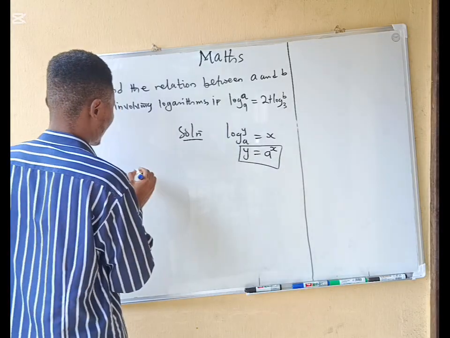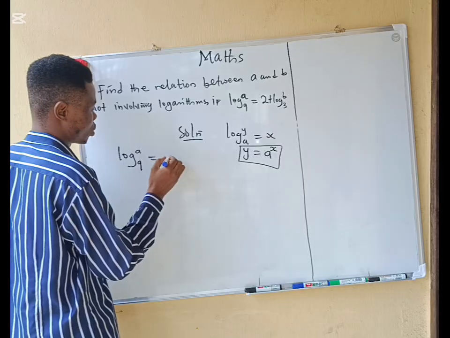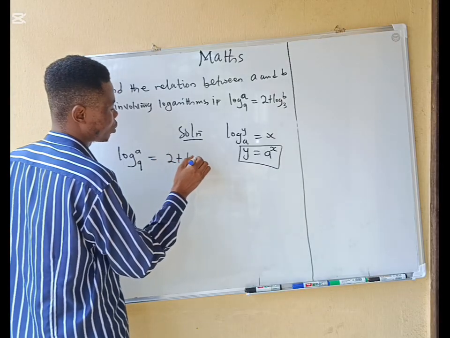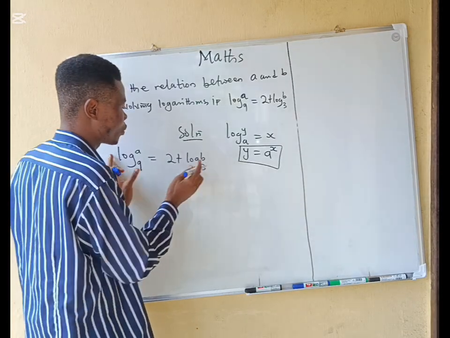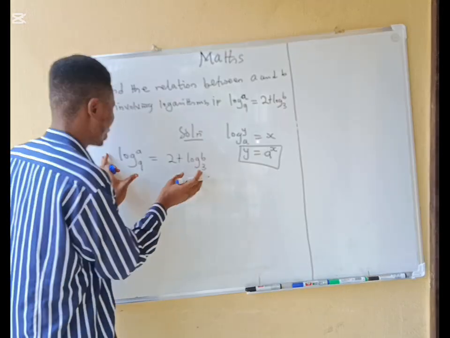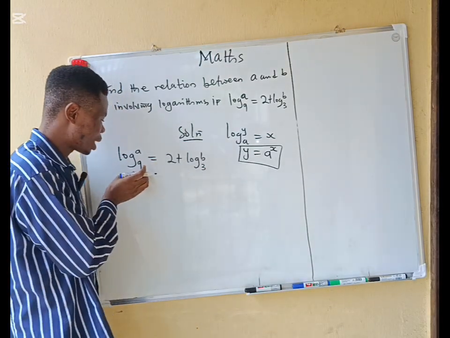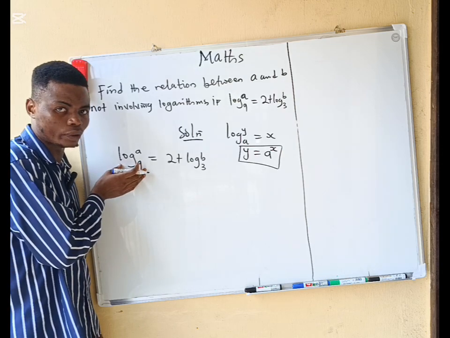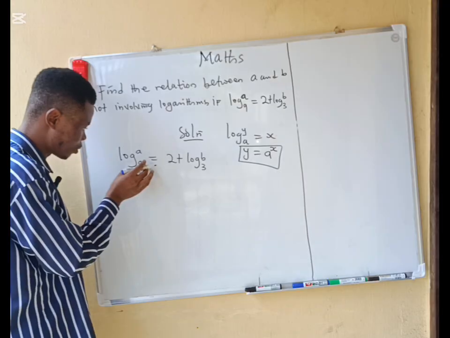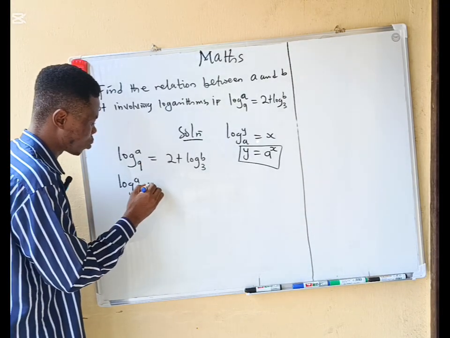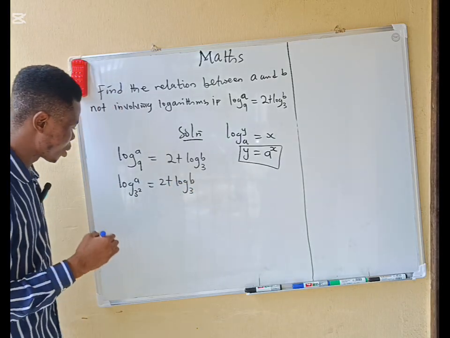So let's go. So we have that log A base 9 equals 2 plus log B base 3. Before you can simplify this, we have to make sure that they have the same base. The base here is 3. And if you look at 9, if we reduce 9, we can have a base of 3 here. So what are we going to do? We are going to have that log A. Remember, we can reduce 9 to 3 power 2 equals 2 plus log B base 3. What next do we do?